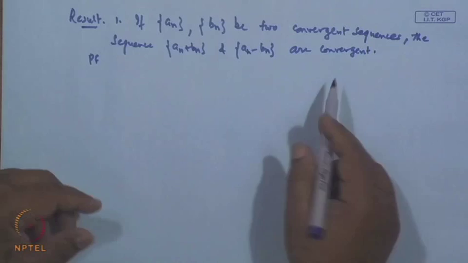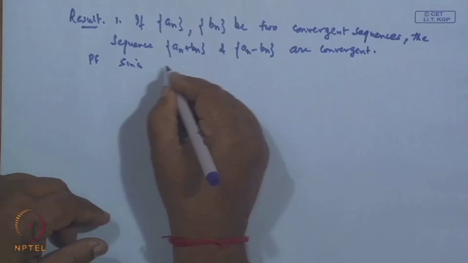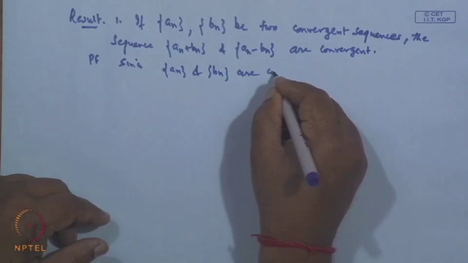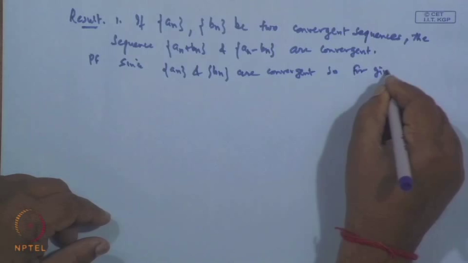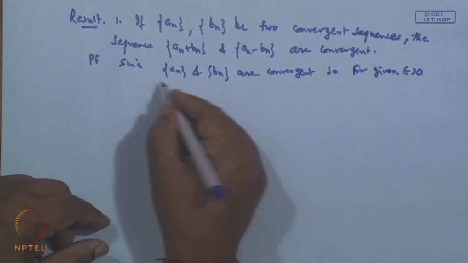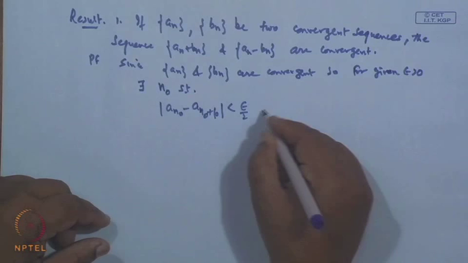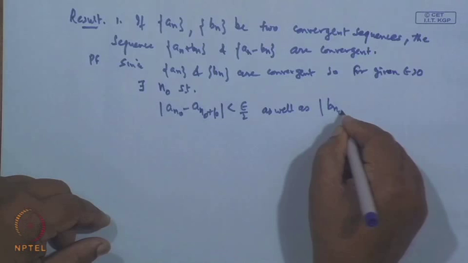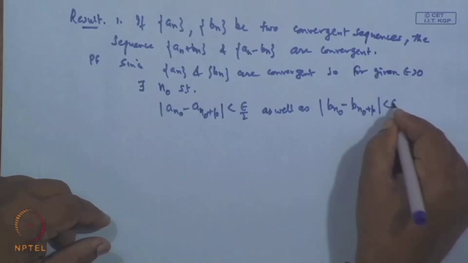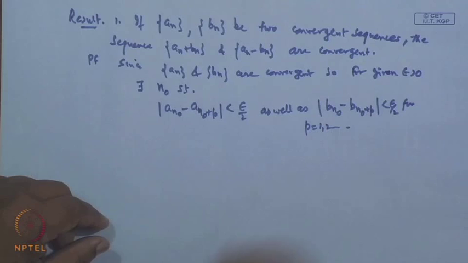So what we do is, since the sequences a_n and b_n are convergent, for a given epsilon greater than 0, there exists an n_0 such that mod of a_{n0} minus a_{n0+p} is less than epsilon by 2, as well as mod of b_{n0} minus b_{n0+p} is less than epsilon by 2, for p equal to 1 to 3, because we can find a common term as we have seen.